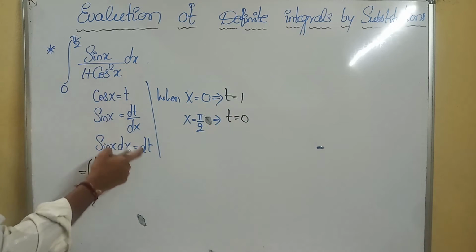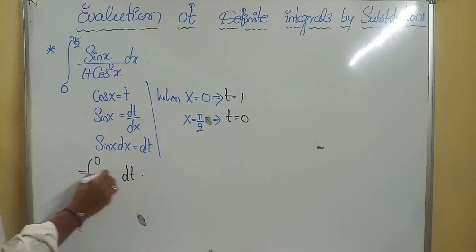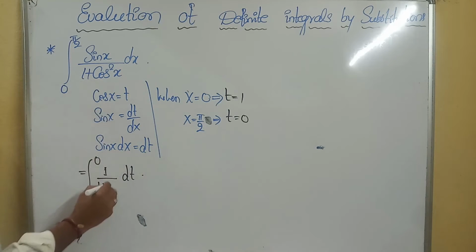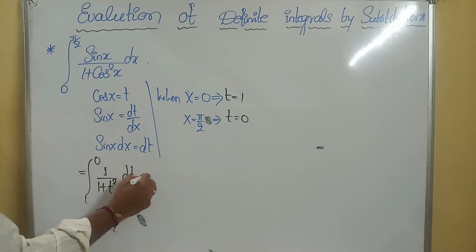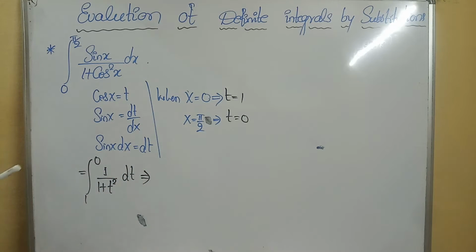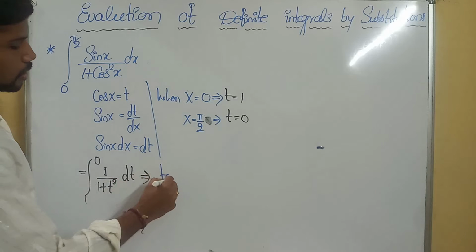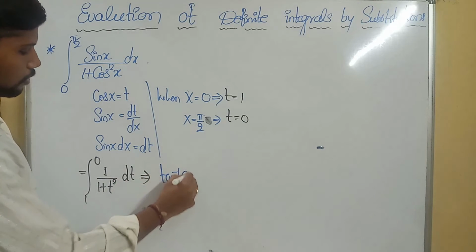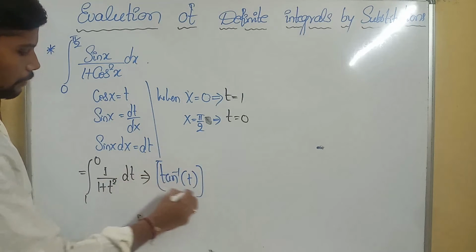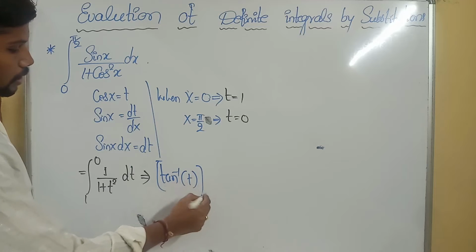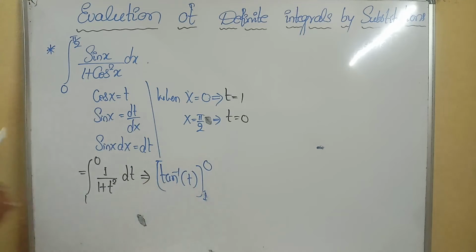What is sin x dx? It has a dt. It will be 1 divided by 1 plus cos, which is nothing but t, cos square means t square. Okay, what is the integral of 1 divided by 1 plus t square? It is tan inverse of t. Okay, the limits are 1 to 0. Yes, it is 1 to 0. Okay, substitute the upper limit value first. What is the upper limit value, can you say? Okay, and one more thing you need to understand.